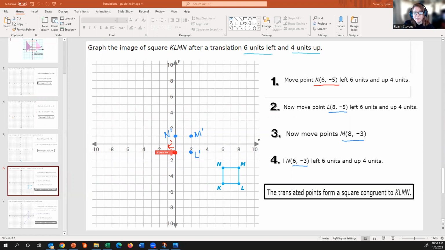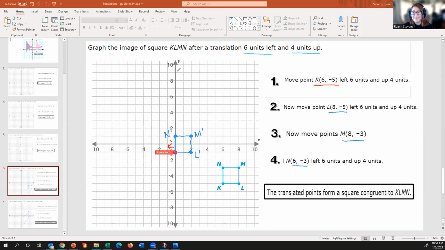All right, so now that we have all of our points moved, we can connect these lines just as we had for our pre-image. And we see here that we have the same shape that we started with. So translation is not going to change the size or the shape of the pre-image. It's simply going to slide that pre-image to where its image will be plotted according to the instructions given.